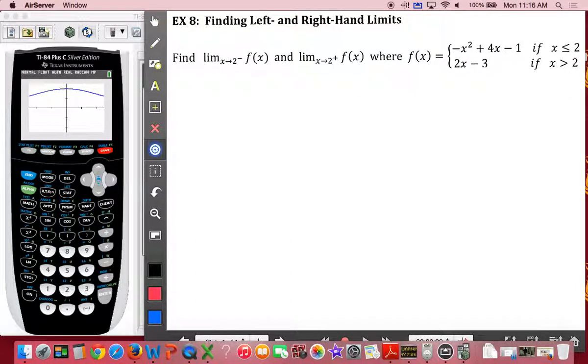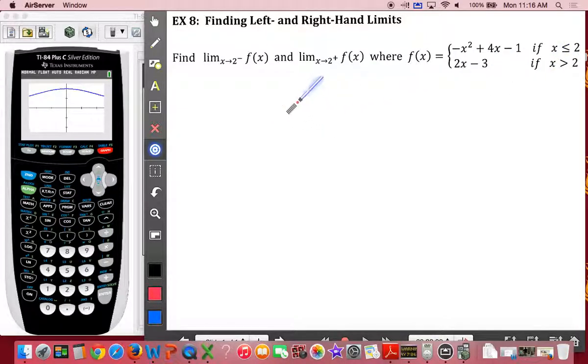So before I can do this, what is this asking me to find? What's this right here asking me to find? The left side, the left-hand limit, right? Correct? And this one's asking me to find the right-hand limit. And then the function is this whole big ugly thing here, which is a piecewise function. So we need to graph that function.